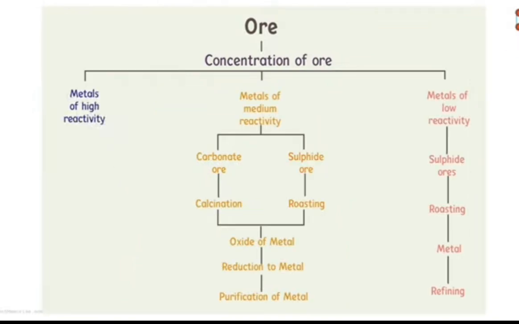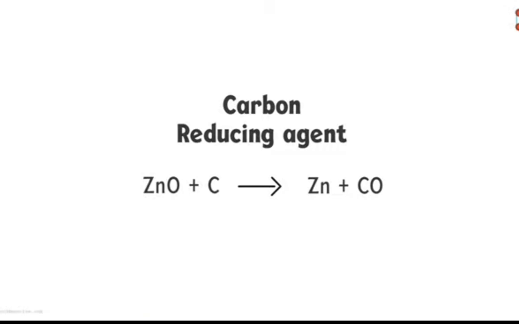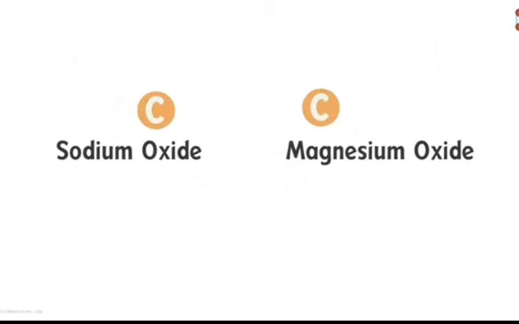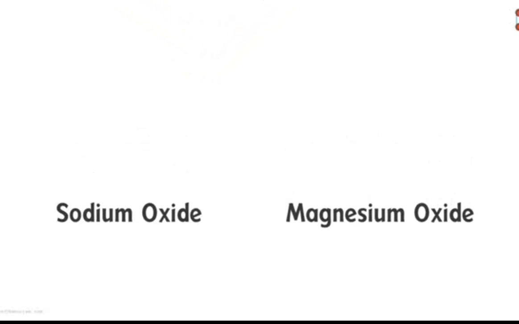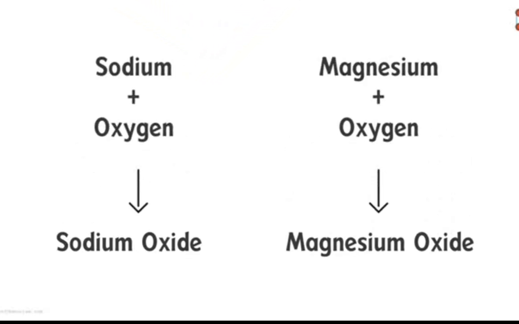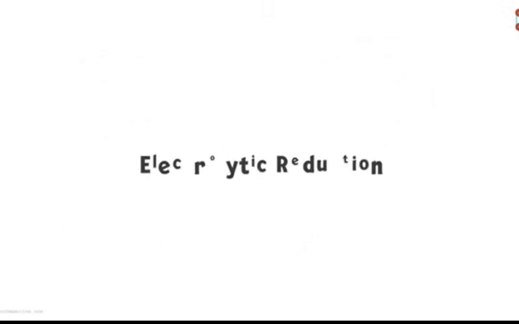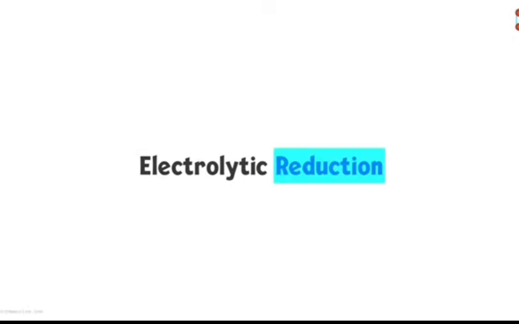Now what about the metals of the high reactivity? So the metals of the high reactivity cannot be reduced by using the carbon because the sodium oxide and the magnesium oxides have high affinity towards the oxygen, so they can't be separated. So the carbon cannot be used as a reducing agent. So for this we do electrolytic reduction.